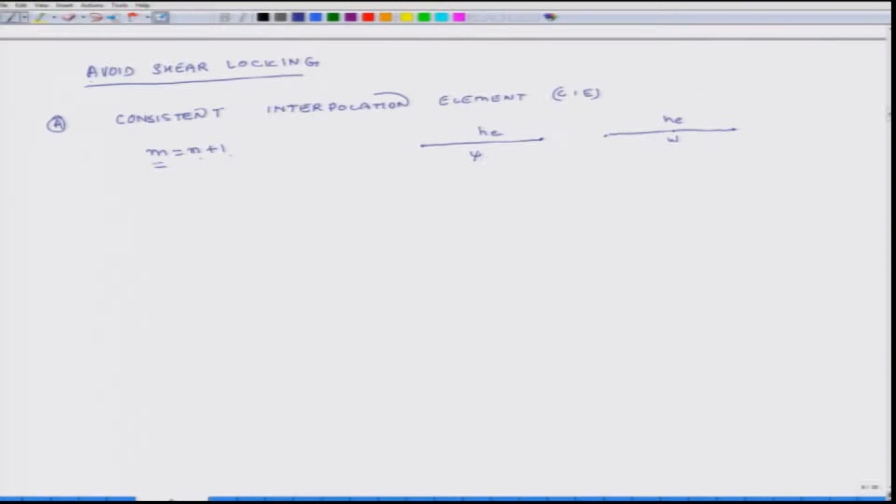Now, if n was 2, in case that is the order of psi, then m which is the order of W will be 2 plus 1 which is 3, which means that I have to choose a quadratic function, and if I choose a quadratic function I have an extra node in between. Okay. Now, what is the problem because of this?